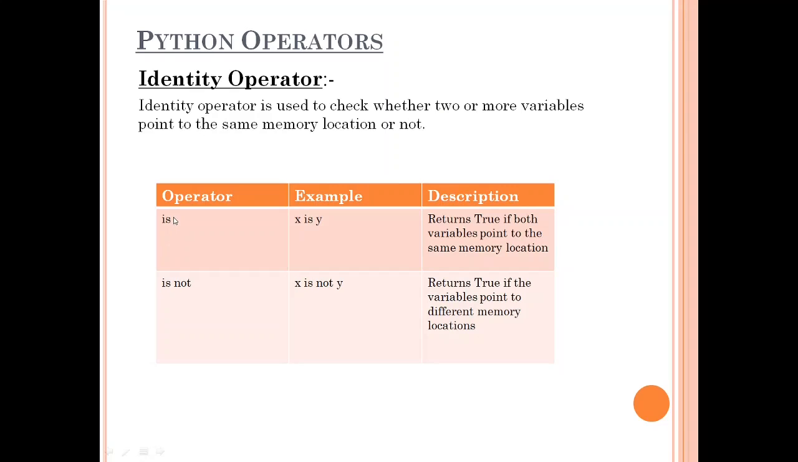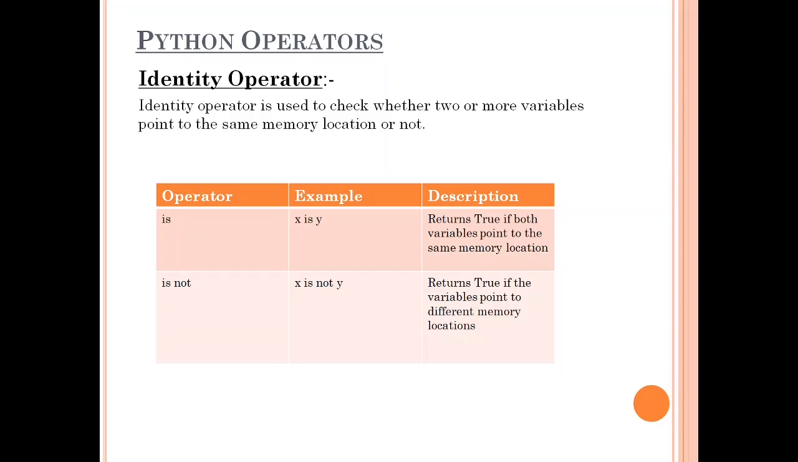The is operator returns true when both the variables, or if you use more than two variables also, point to the same memory location. So when we do x is y, then the is operator will return true only if the variable x and the variable y are pointing to the same memory location. Similarly, the is not operator returns true when the variables do not point to the same memory locations.